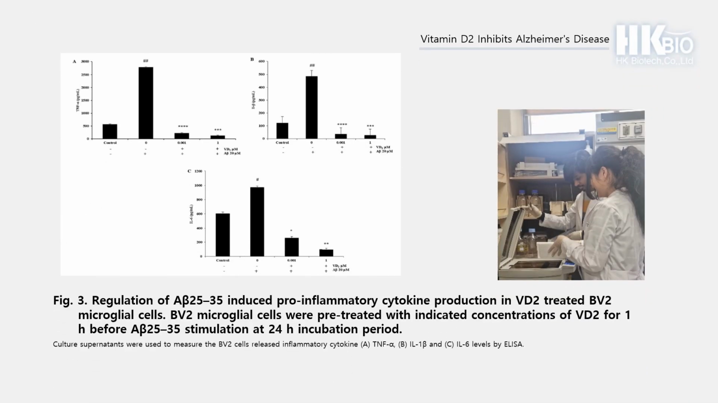This slide is for pro-inflammatory factor levels. After BV2 cells were treated with 1 micromole vitamin D2 and 20 micromole A-beta, the pro-inflammatory factors TNF-alpha, interleukin-1 beta, and interleukin-6 levels were measured by ELISA. As seen here, vitamin D2 greatly reduced TNF-alpha, interleukin-1 beta, and interleukin-6 as compared to the A-beta treatment.